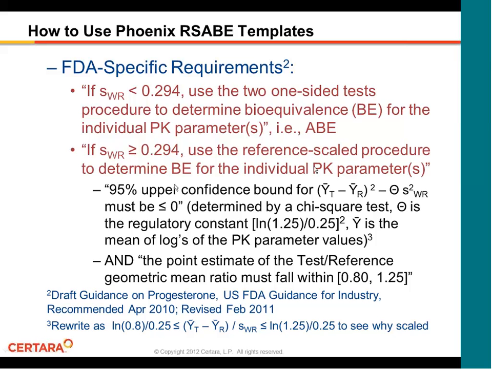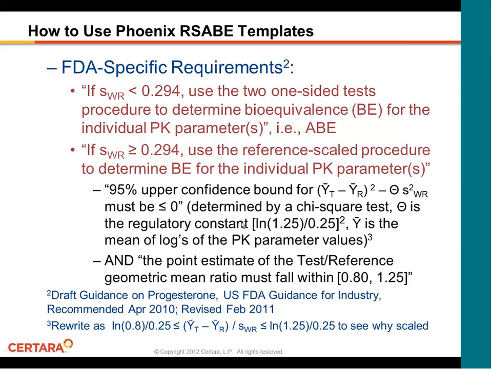So how is this determined? A 95% upper confidence bound determined by a chi-square test for this term right here must be less than or equal to 0. And this term, the y here, is the mean log of the PK parameter for the test minus the mean log of the PK parameter for the reference, all this squared, minus this constant, theta. This is the regulatory constant indicated right here, times the within-subject variance for the reference product.